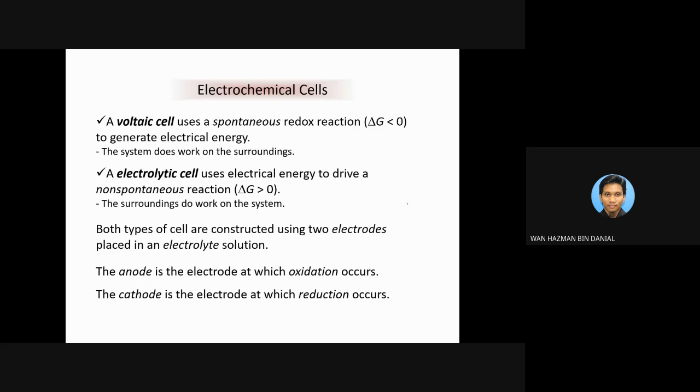Okay, so again, this one highlight about the spontaneity. So you need to understand the voltaic cell, it involves a spontaneous redox reaction. Okay, so when we say about spontaneous, it consists delta G less than 0. Okay, so delta G is used to estimate the spontaneity of the reactions, kan? As you learn. So if the delta G is more than 0, it defines that it is a non-spontaneous reaction, as in the electrolytic cell. Okay, so electrolytic cell.